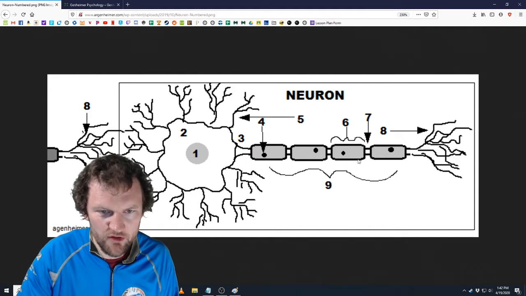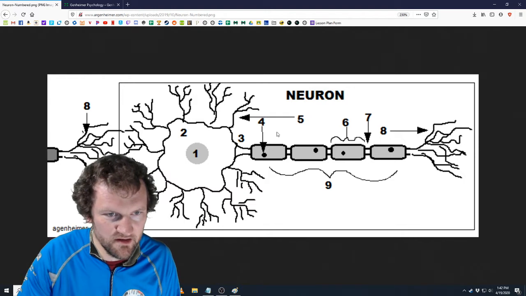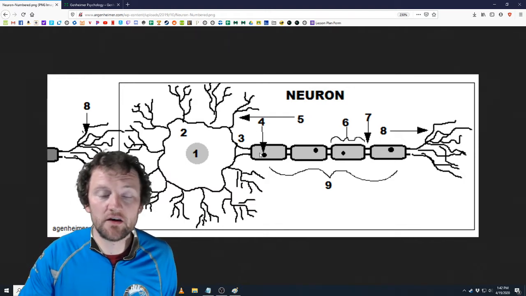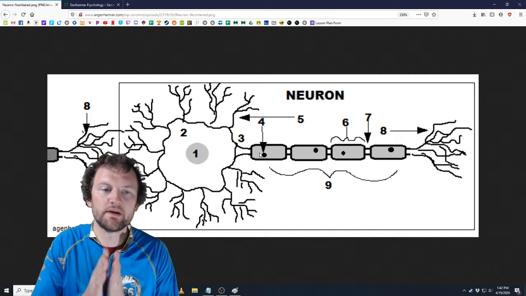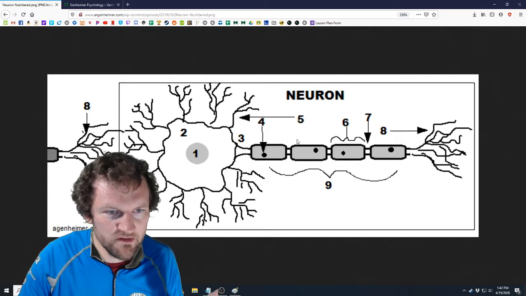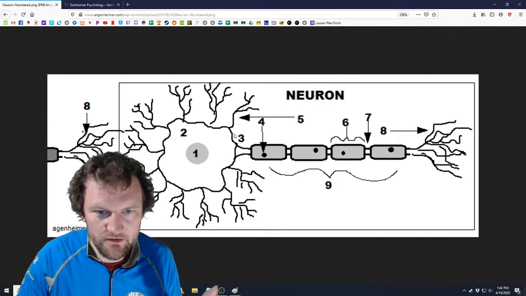Why there are multiple myelin sheaths and not one large insulation, I'm not sure, but that's what is the case. Number 4 is the Schwann cell. The Schwann cell is a cell inside of the myelin sheath that creates the myelin. So it's the producer of myelin. What am I missing? I think that just leaves 3.